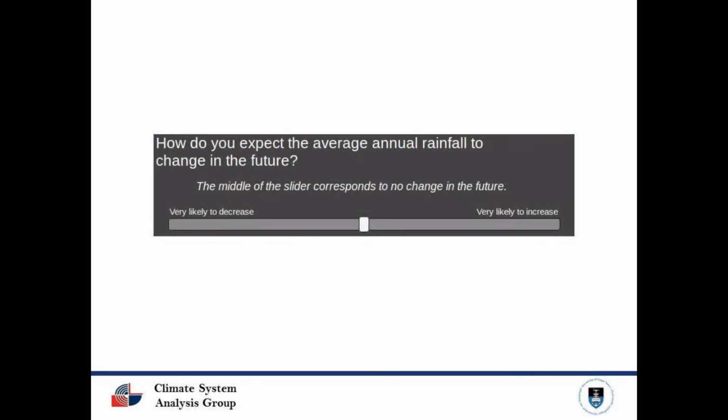So after looking at each of these figures, they were asked a number of questions, and one of which was, how do you expect the average annual rainfall to change in the future? And again, they had the sliding bar, so they can move it left or right towards very likely to decrease or very likely to increase. Leaving it in the middle would be indicating no change in the future. Of course, this was a required question, so actually, in order to leave it in the middle, you had to initially move it and then move it back, which caused some confusion for some people, but in general, this wasn't a huge problem.